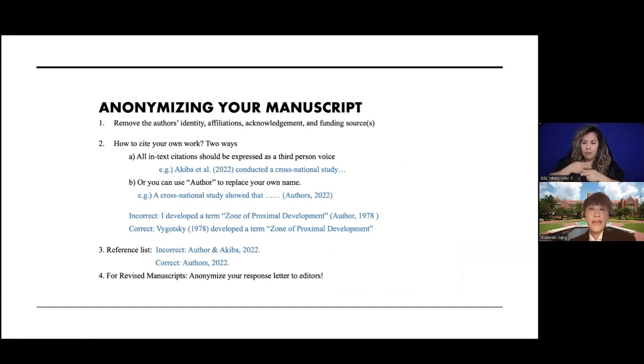There are generally two ways to anonymize your own work. First, all in-text citations should be expressed in a third-person voice. The other way is that you can use "author" to replace your own name, but here is a tricky example where even using "author" can reveal your own identity. If you develop a concept or term which is famous in the field, you need to use a third-person voice to describe the term. In addition, in the reference list, you shouldn't display your co-author's name either. And if you submit a revised manuscript, your response letter to editors and reviewers should also be anonymized.